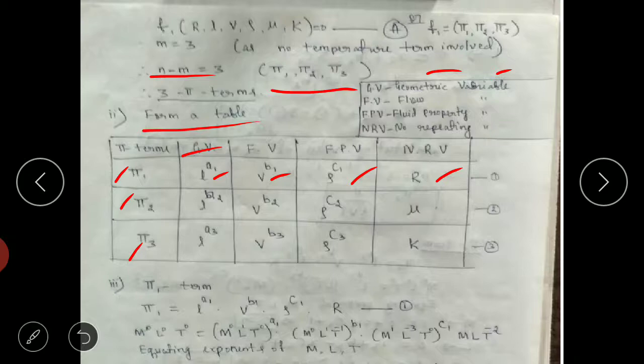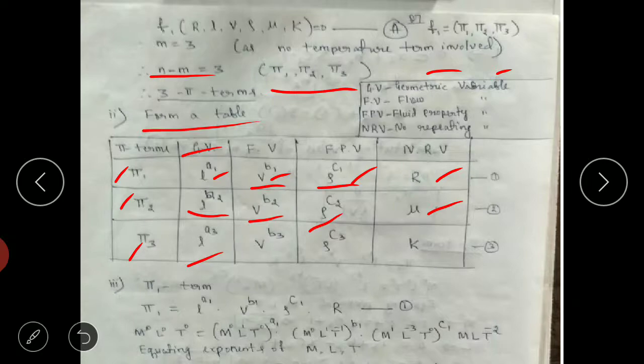Initially it is rho raised to a1, then here we have rho raised to a2, sorry, L raised to a2. Initially it is L raised to a1, then we have L raised to a2, then here we have v raised to b1 and v raised to b2. Then we have rho raised to c1 here, and rho raised to c2. If you see, only the power is changing, from a1 to a2, b1 to b2, c1 to c2. Then in the non-repeating variable, we write down the second non-repeating variable, which is mu.